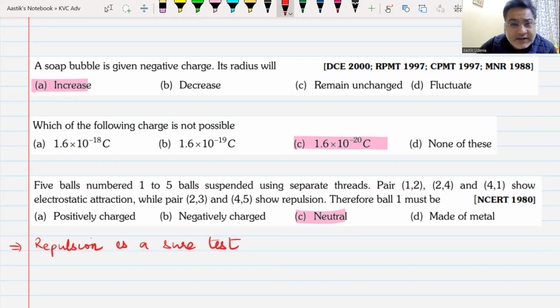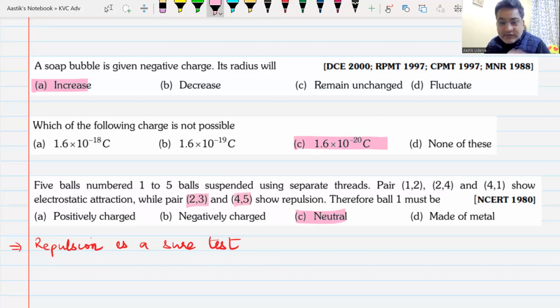If a body has a charge, the only way you can find out whether it has a charge or not is by repulsion. Attraction is not a test for having a charge. If you bring a charged body near a neutral body, this charged body can attract the neutral body, yes or no? Yes, sir. But this charged body cannot attract another body which has the same charge, yes or no? Yes, sir. Repulsion is a sure shot test of having a charge.